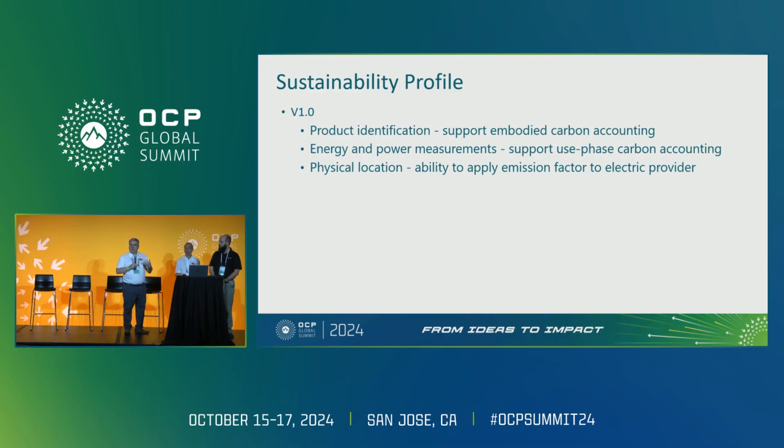But the sustainability folks needed the telemetry, and effectively just the data, to be able to measure the sustainability pieces, which for most of our IT gear falls into two categories: either the embodied carbon, the carbon cost to produce the product, and then what's called the use phase, which is really the energy consumption over the life of the use of the product.